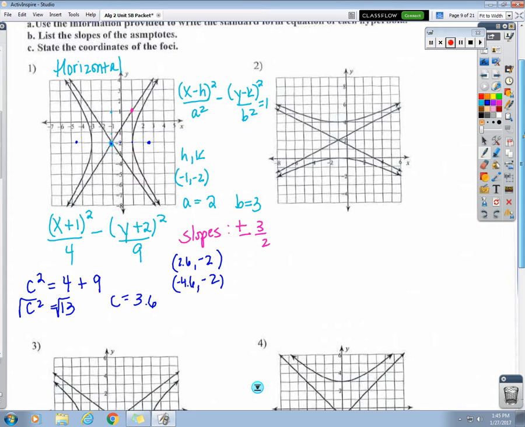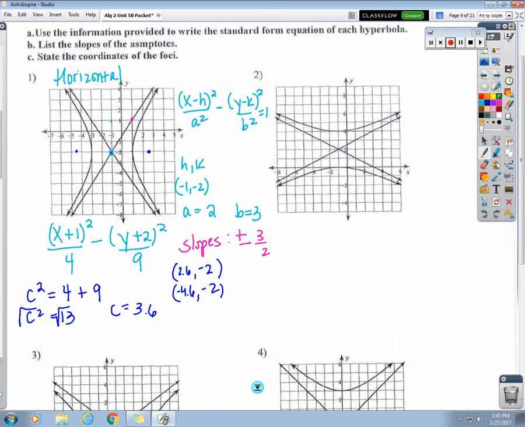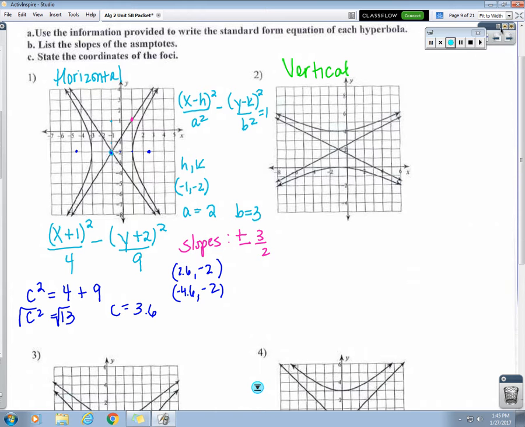Okay, number 2. Is this vertical or horizontal? Vertical. This time it's vertical because they're opening up and down. And that tells you right away you'll be using the formula that starts with y. So y minus k squared over a squared minus x minus h squared over b squared equals 1. We need to know the h and the k, so we can plug them in. And we need to know the a and the b.